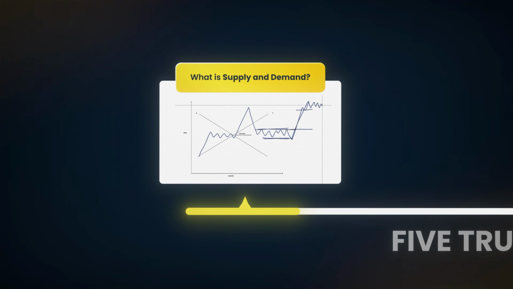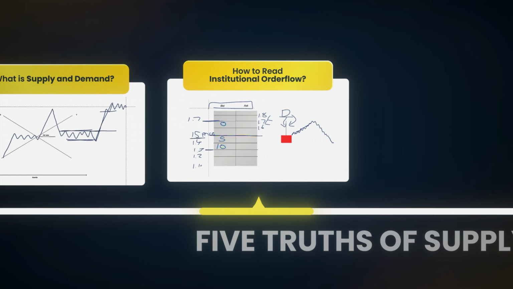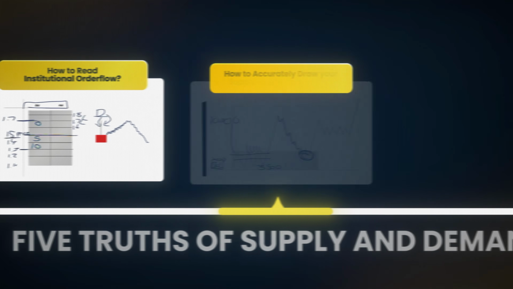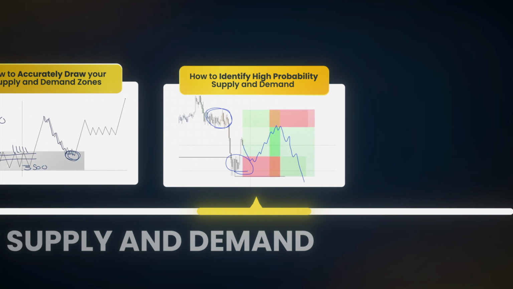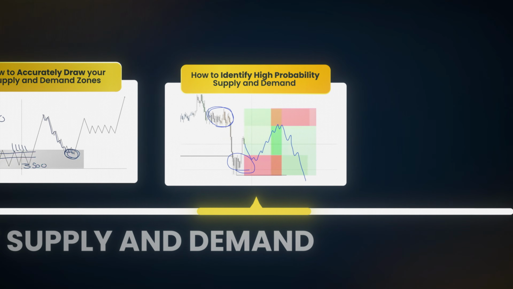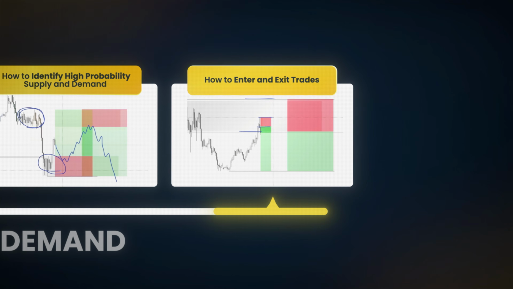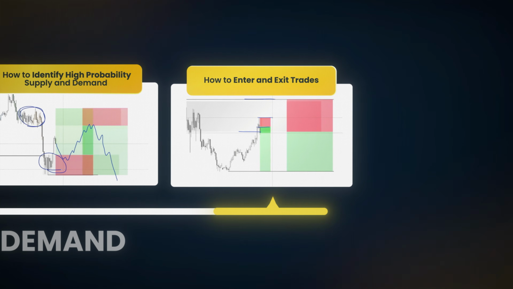This video will tell you what is supply and demand, how to read institutional order flow, how to accurately draw your supply and demand zones, how to find high probability zones that actually work, and then finally, how to enter and exit trades for large profits.